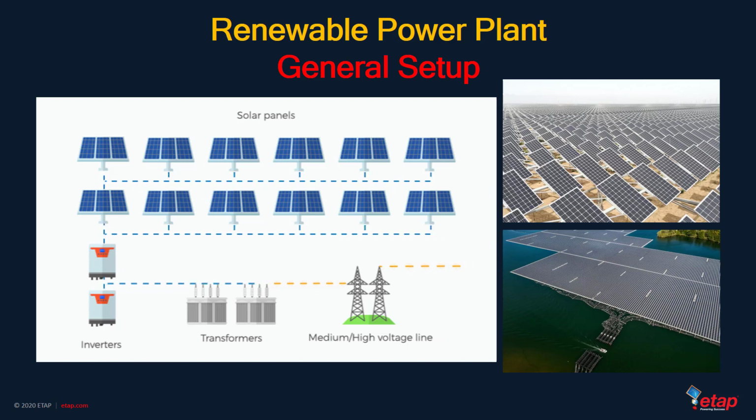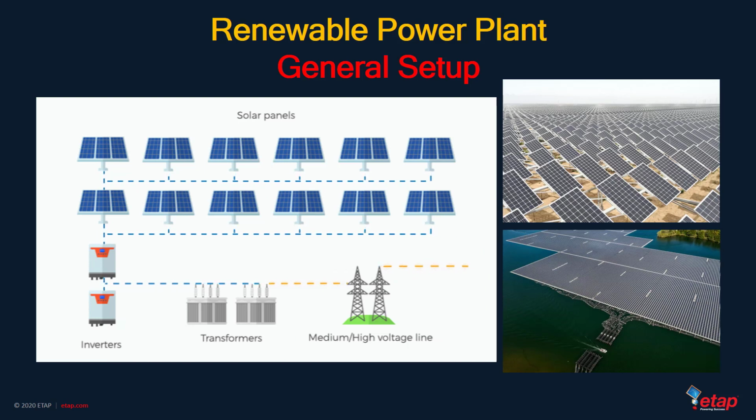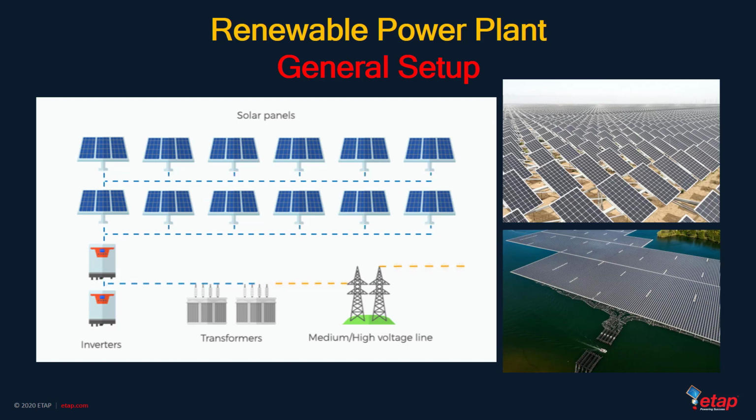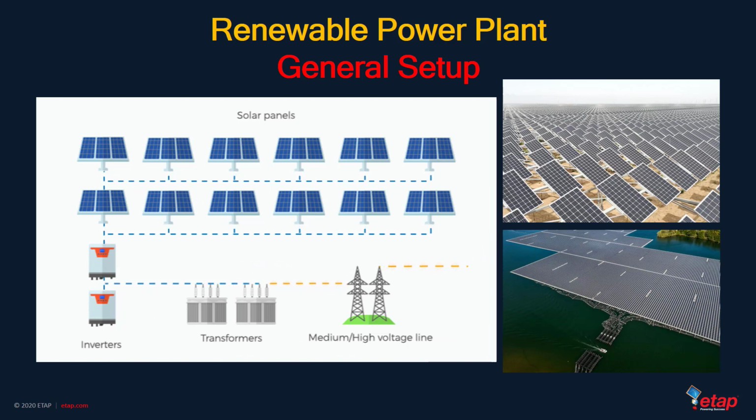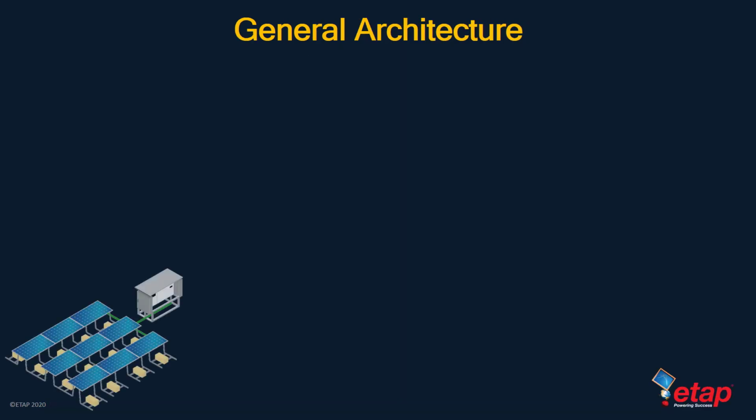In contrast, the world's largest solar park as of March 2020 is spread over a total area of 10,000 acres or 40 square kilometers and has a total capacity of 2,245 megawatts.